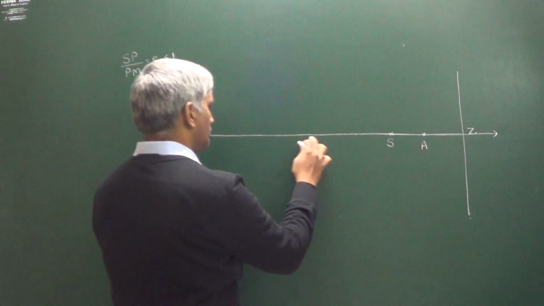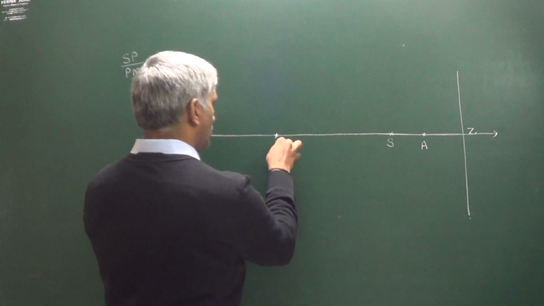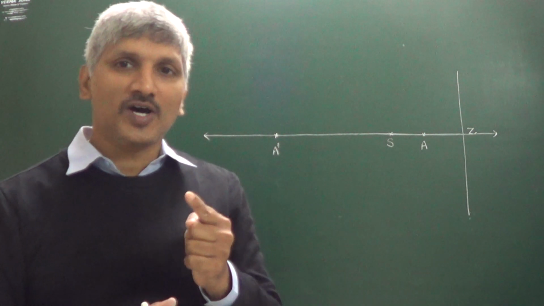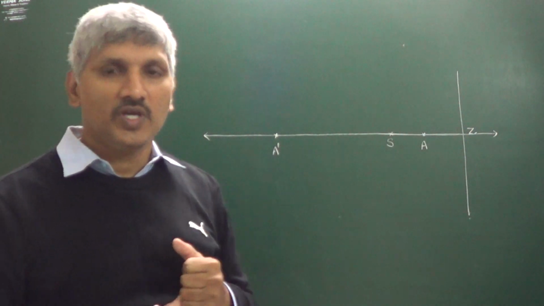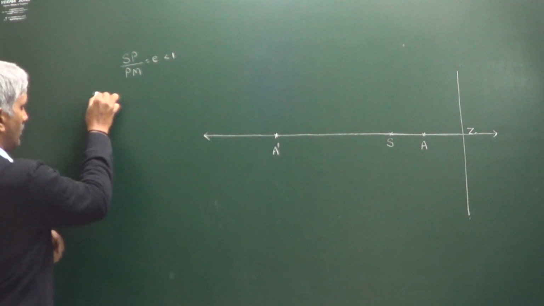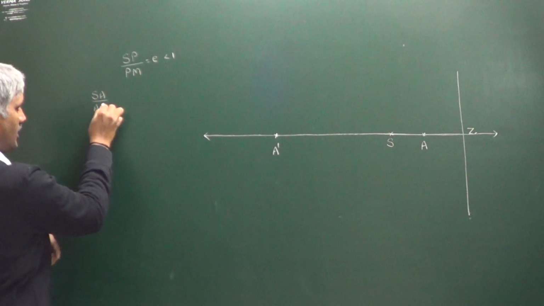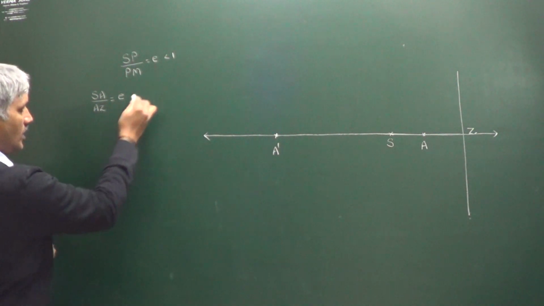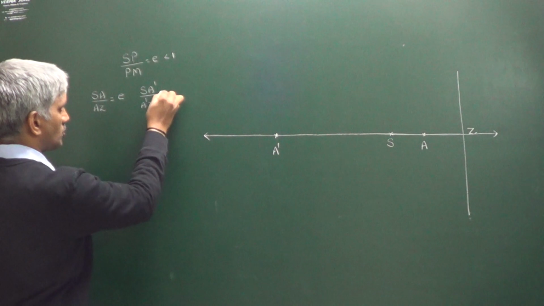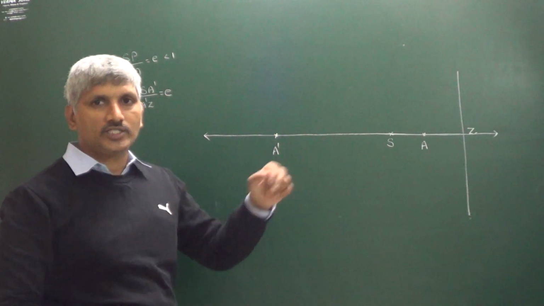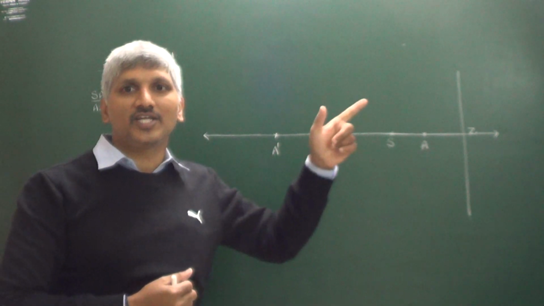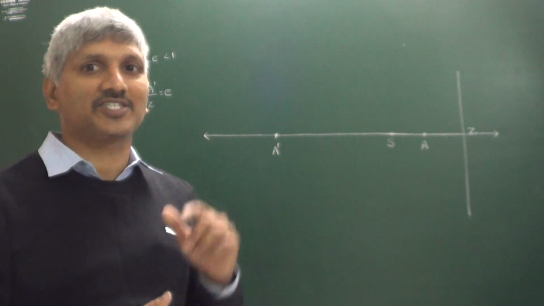and another point is A dash. A and A dash are 2 points that divide SZ in the ratio E is to 1. One point divides internally, the other point divides externally. So that means SA by AZ is equal to E. At the same time SA dash by A dash Z is also equal to E. A divides SZ in the ratio E is to 1 internally, whereas A dash divides SZ in the ratio E is to 1, but externally.